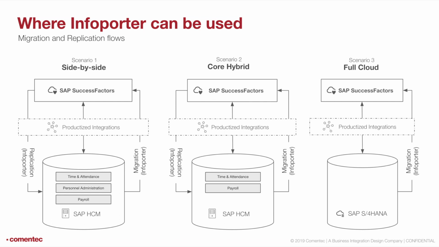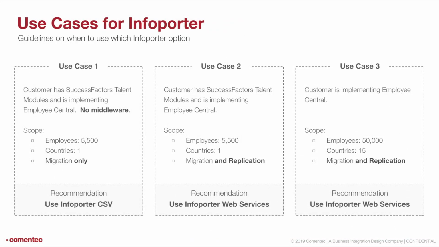So let's talk through some use cases. This is just to give you an idea of where you would use which Infoporter option. The first one is where you have SuccessFactors talent modules and you're now implementing Employee Central and you won't be using any middleware. There's 5,500 employees, you're in one country and you're only looking at migrating data. In that case, a good approach is to use Infoporter CSV. Spreadsheets are easy to manage with 5,500 employees, and they're easy to extract. Plus, you're not replicating the data back, so there is no need to reuse that information again.